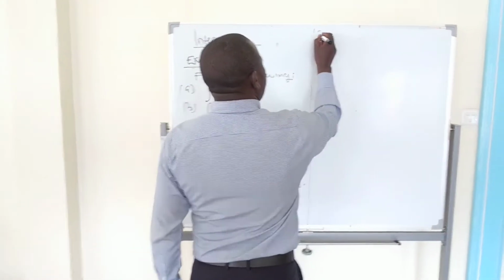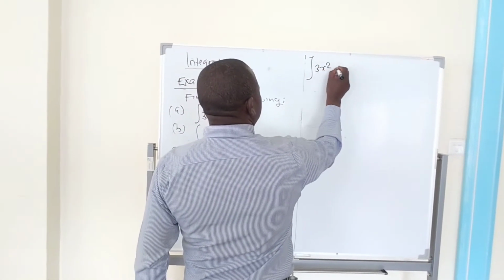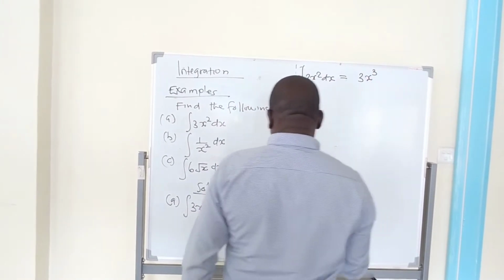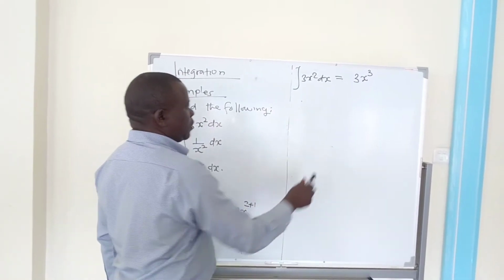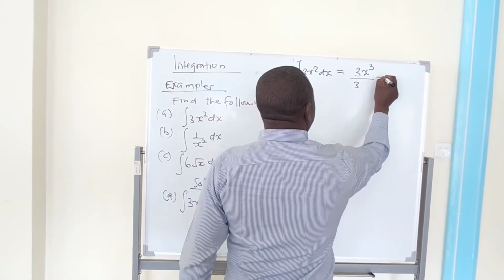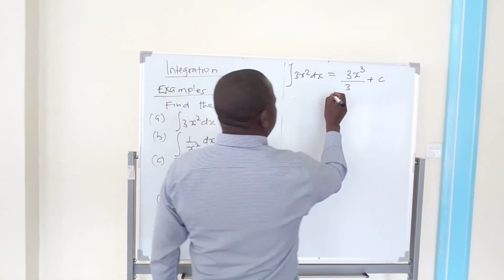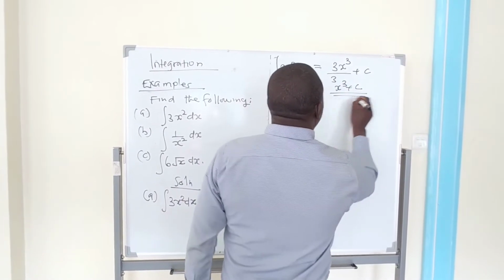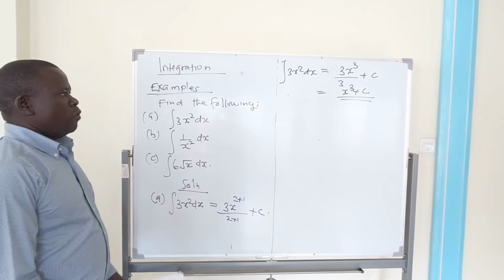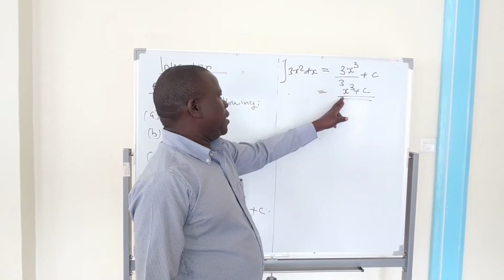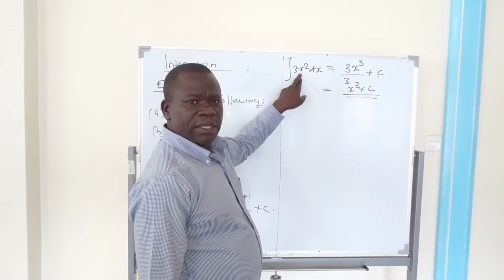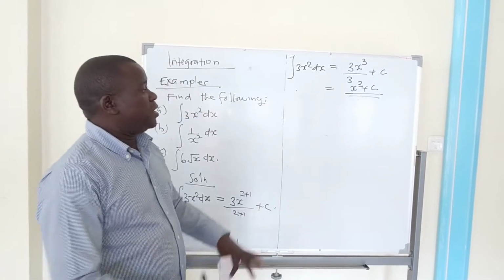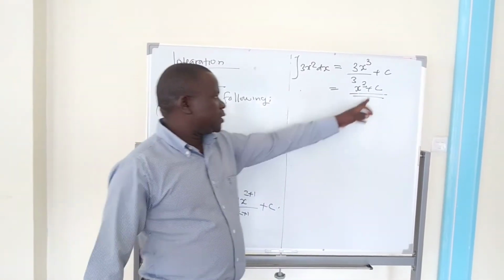Therefore, the integral of 3x squared dx gives me 3x to the power 3, because I'm adding 2 plus 1, which gives me 3, the whole thing over 3, then plus c. The 3 cancels, and I have x cubed plus c. This becomes the integral of this function, which of course, if you differentiate x to the power 3, you get this function. Meanwhile, this c would account for any constant which could be there. It may be there or not, so we compensate with that constant.